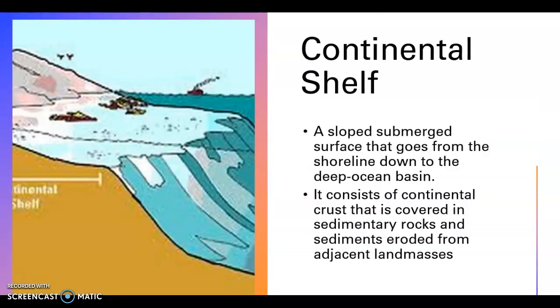This is the continental shelf, a sloped submerged surface that goes from the shoreline down to the deep ocean basin. It consists of continental crust that is covered in sedimentary rock and sediments eroded from adjacent landmasses.